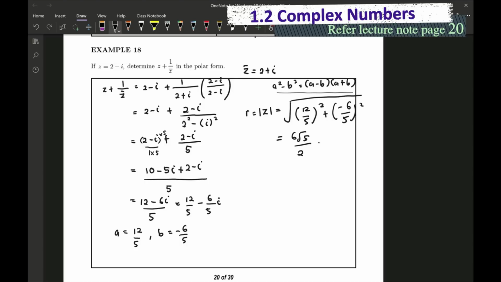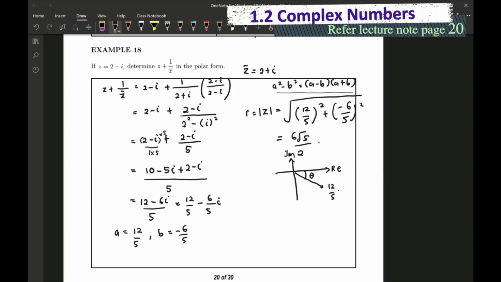Then we need to find the theta, which is the argument of z. But before that, we need to know the position of our complex number. If our a is positive and our b is negative, obviously the position is in the fourth quadrant. So this is our real axis and imaginary axis. Our complex number is somewhere here, and this is the theta that we want to find.